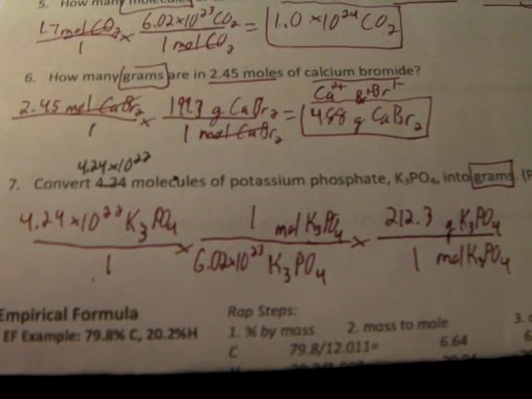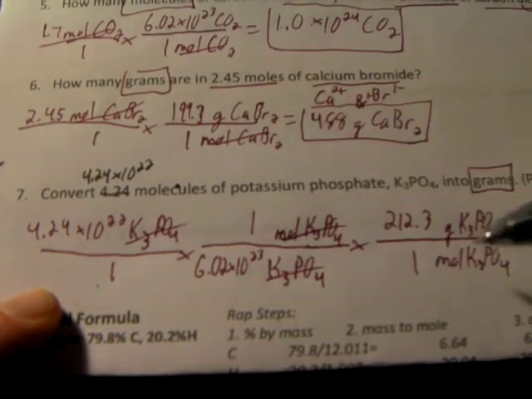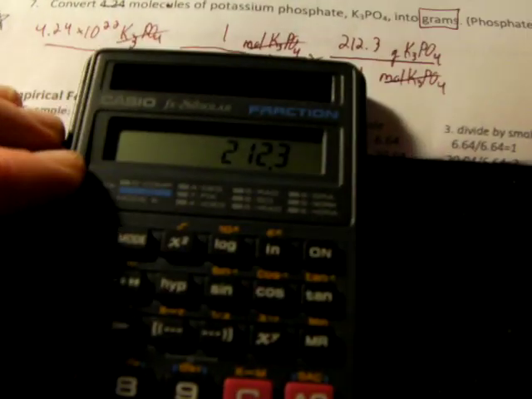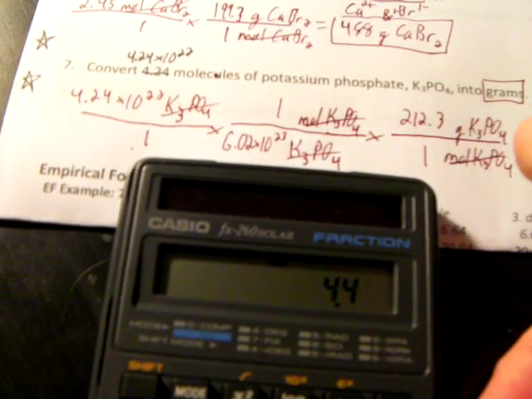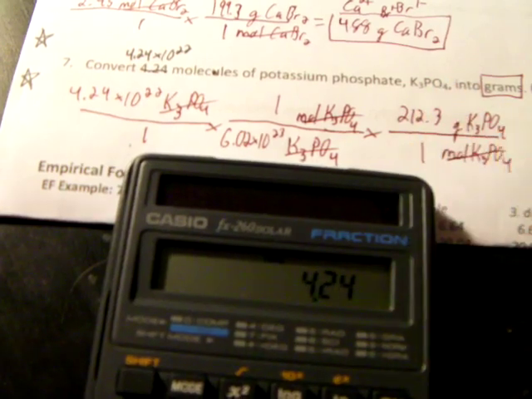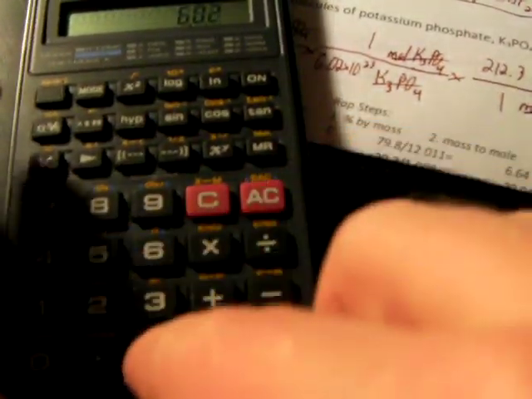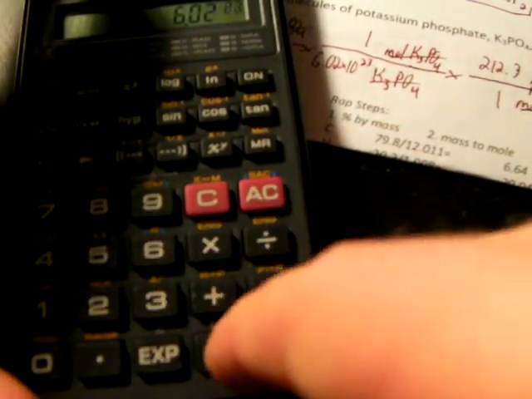Now we have all the numbers in place. Cross out molecules, cross out moles, and multiply across. So we have 4.24 EXP 22 times anything on top, times 1, skip it, times 212.3 equals that. But then we take it divided by anything on the bottom. Divided by 1, they don't matter, so divided by Avogadro's number, divided by 6.02 EXP 23.